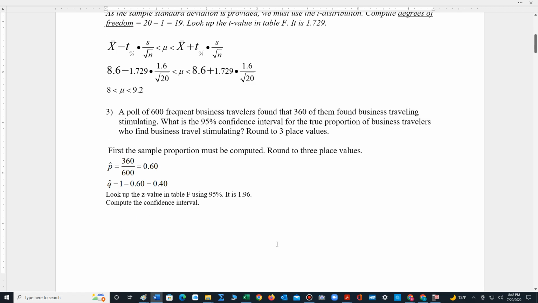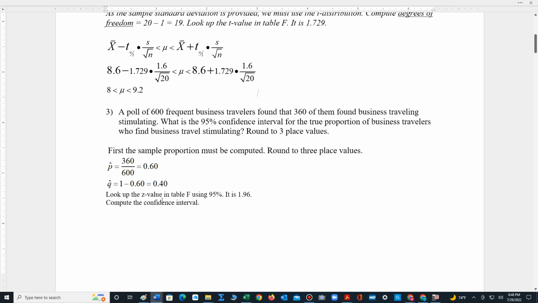Number 3, we're computing a confidence interval for proportions. So the first step is to compute the sample proportion. That's going to be 360 out of 600, which is 0.6. We also need q hat. This is called p hat and this is called q hat. It's 1 minus 0.6, and that's 0.4.